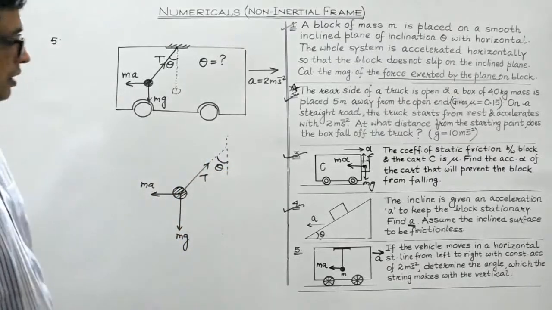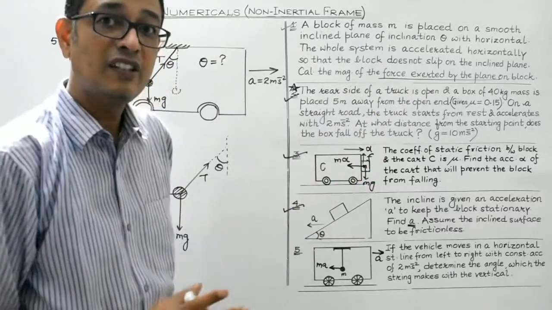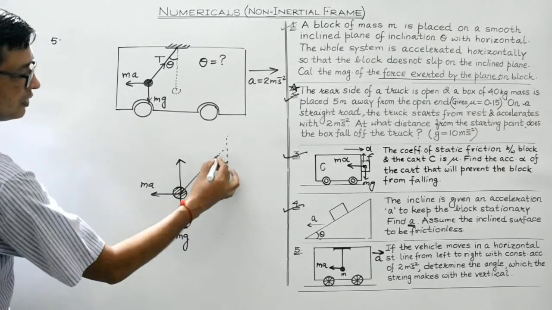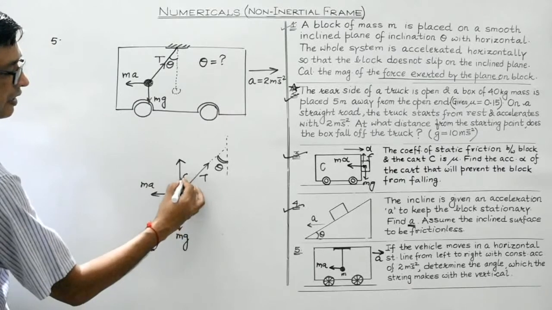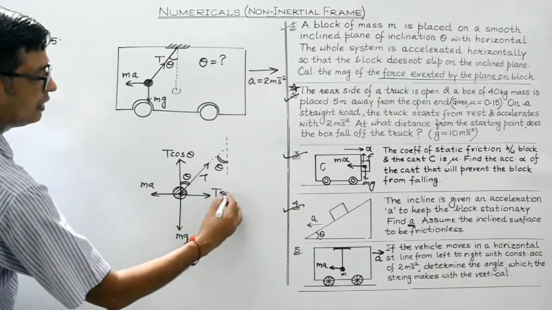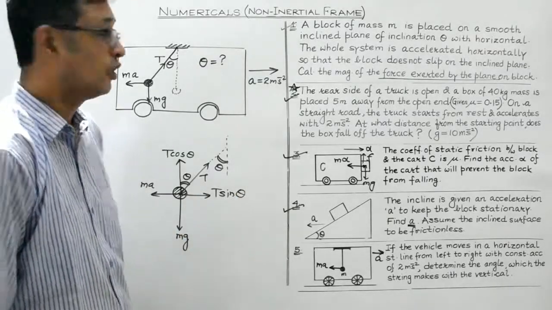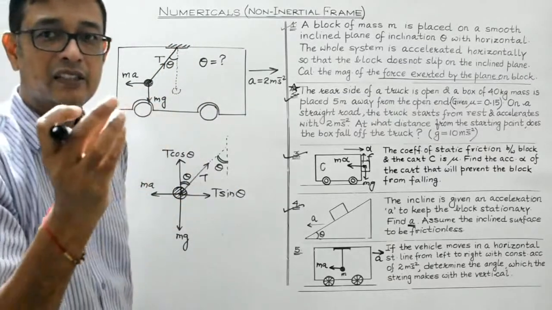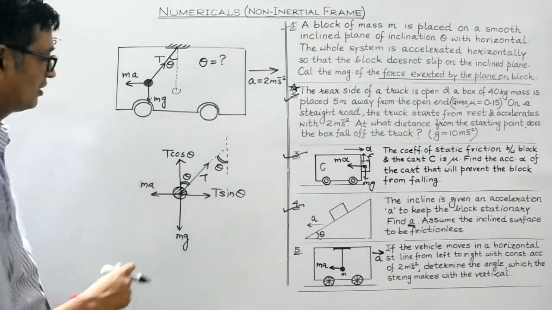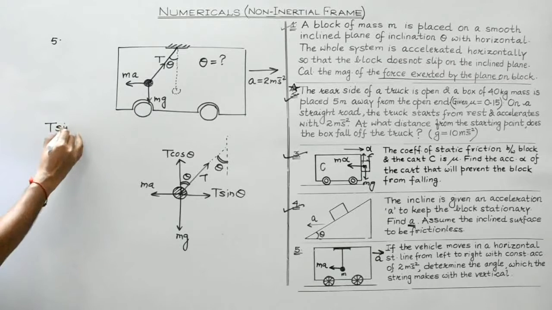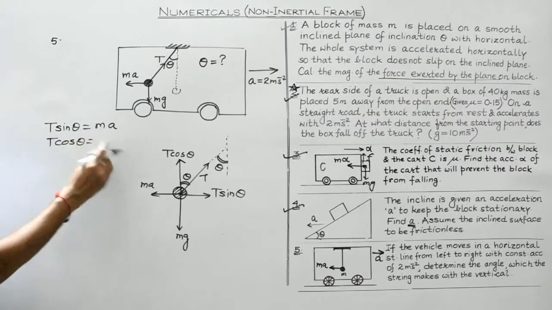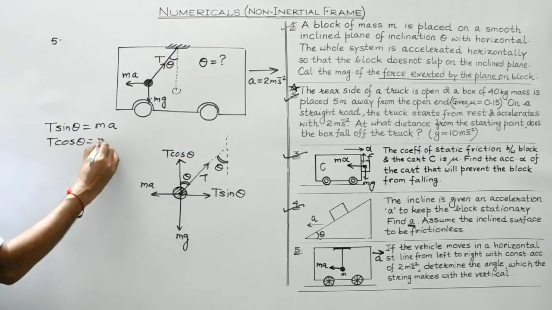So T being in the oblique direction, we can resolve the tension into two perpendicular components. If this is theta, this will also be theta, being an alternate interior angle. So this component is T cos theta, while this component would be T sin theta, right? Now since after getting deflected, the bob will come to rest, isn't it? So it must be under the influence of balanced forces. Therefore, students, T sin theta should balance ma, while T cos theta, the component of the tension, must balance the weight of the bob.